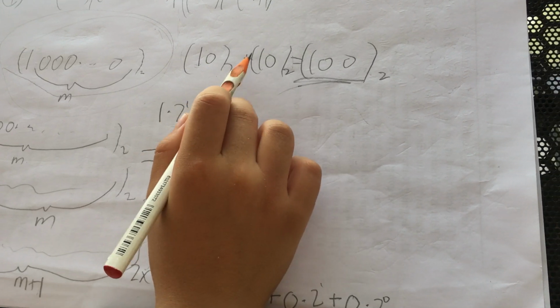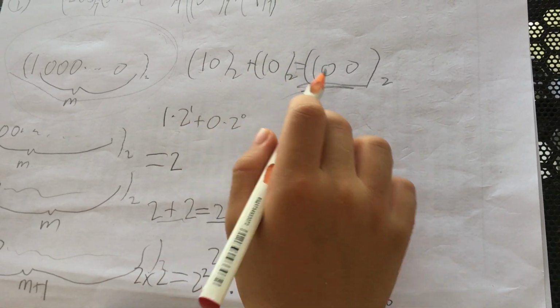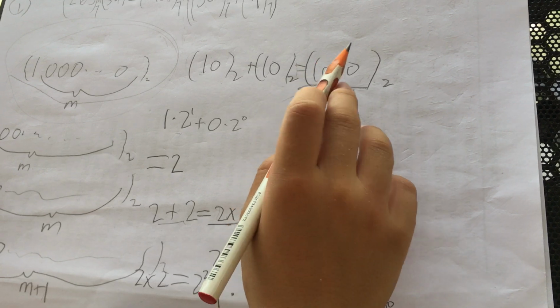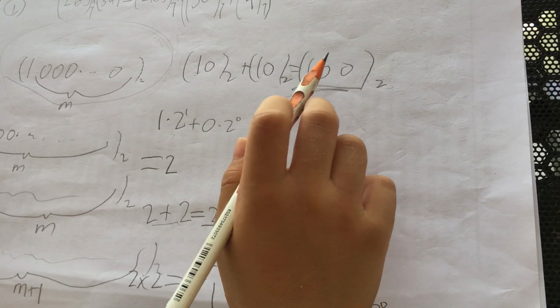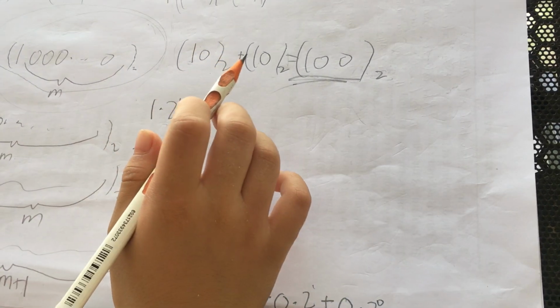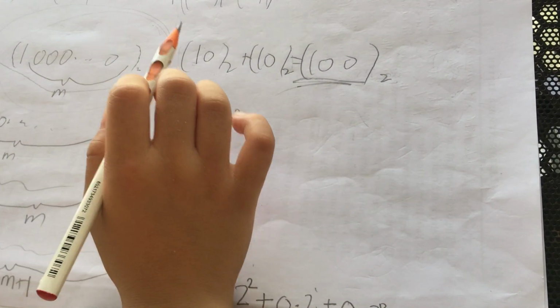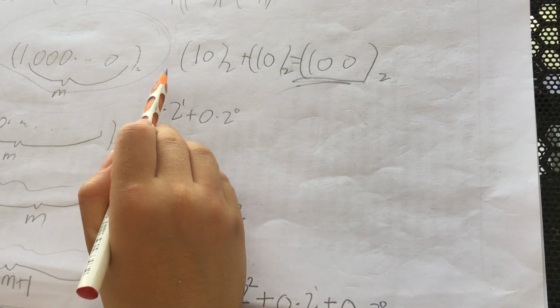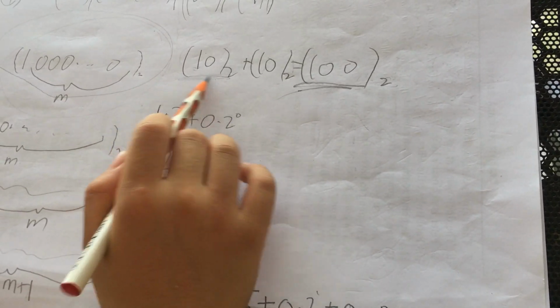In base 2, 10 plus 10 also equals 100 in base 2, right? Well, I'll explain why. Let's see if it's correct. First, we need to see what 10 in base 2 equals.